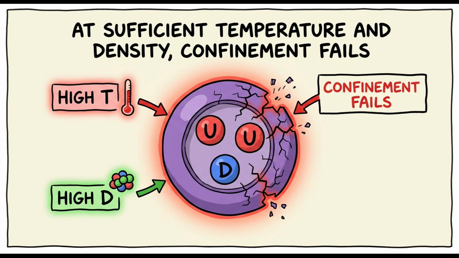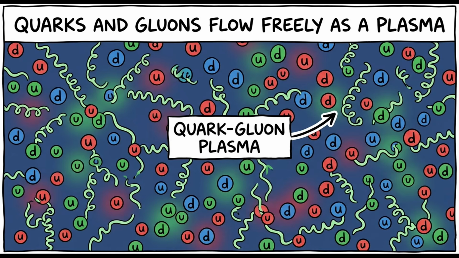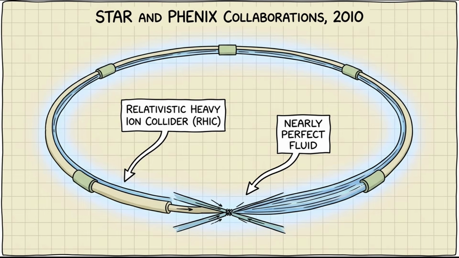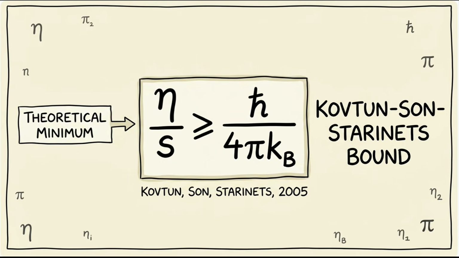At sufficient temperature and density, confinement fails. Quarks and gluons flow freely as a plasma. The state has been confirmed at temperatures around 4 trillion Kelvin. In 2010, the STAR and PHENIX collaborations at Brookhaven's Relativistic Heavy Ion Collider published results in Physical Review Letters confirming quark-gluon plasma behaves as a nearly perfect fluid, with viscosity approaching the theoretical minimum set by Pavel Kovtun, Dam Son, and Andrei Starinets at UC Santa Barbara in 2005.